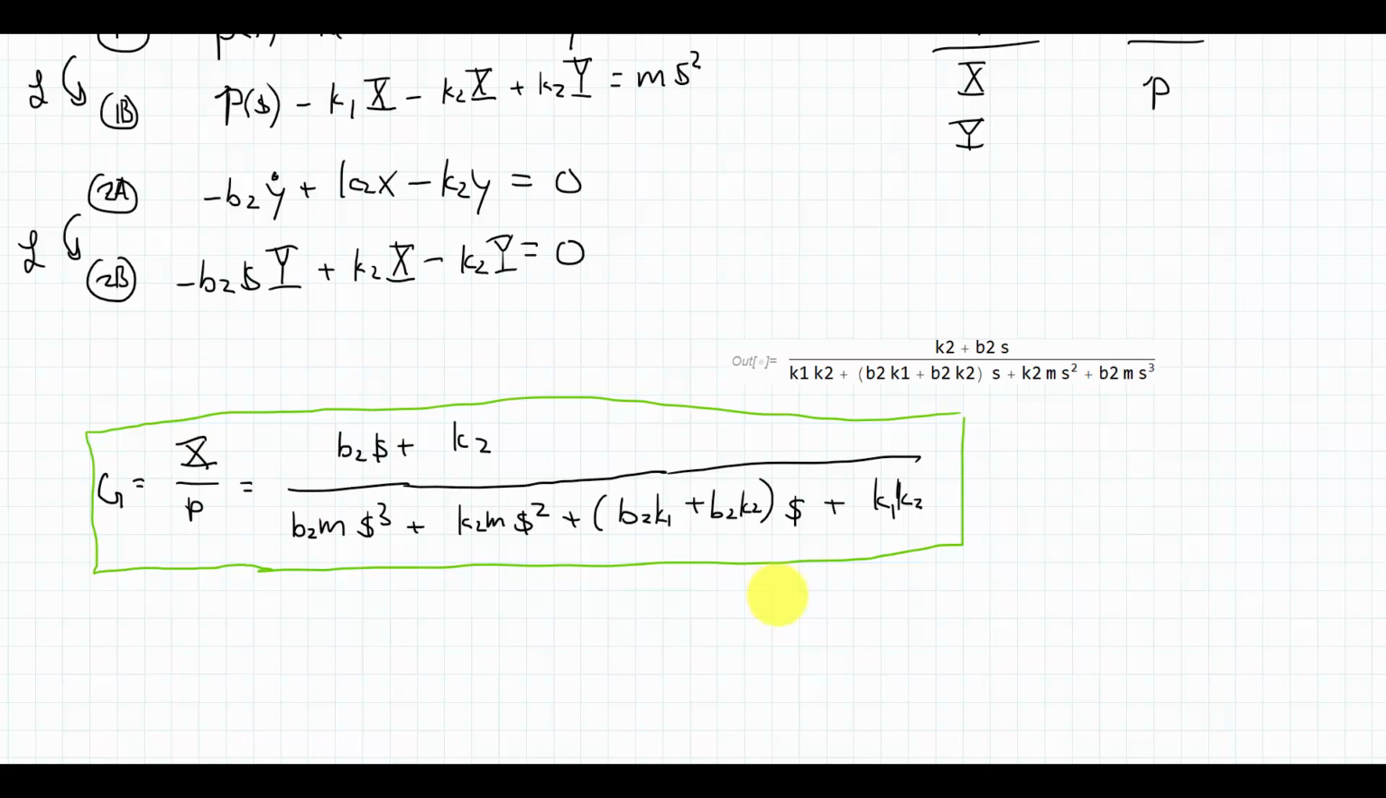So this is the transfer function I then took into MATLAB to run the simulation on to see what happens to x if p were a step function or if p were an impulse function.